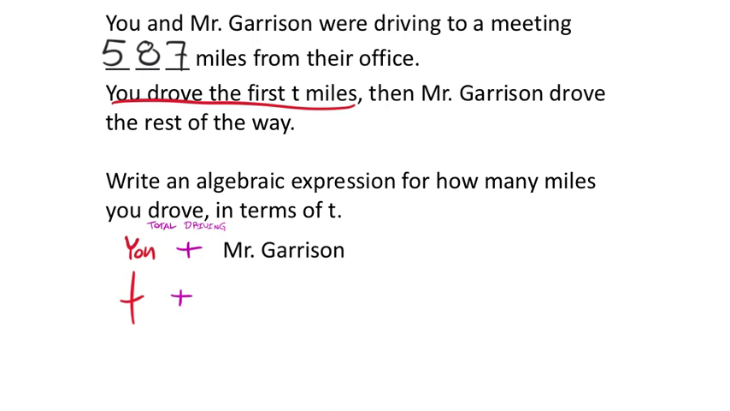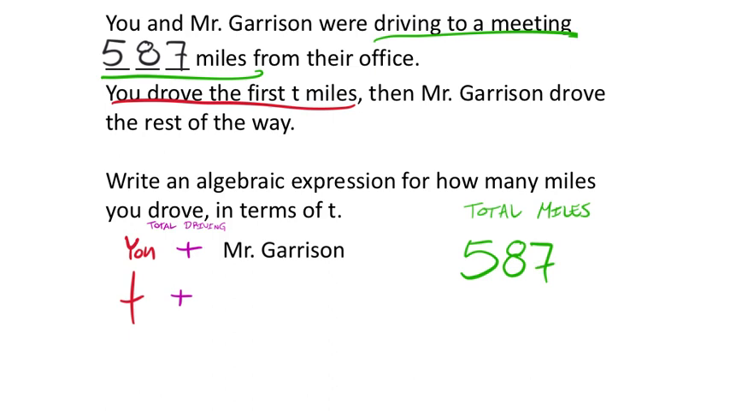I'm going to do this on the right. We want to look at total miles driven, because that was a value that was given to us. You were driving a total of 587 miles from the office. So I'm going to put that in. You're going to start at your office and go 587 miles.